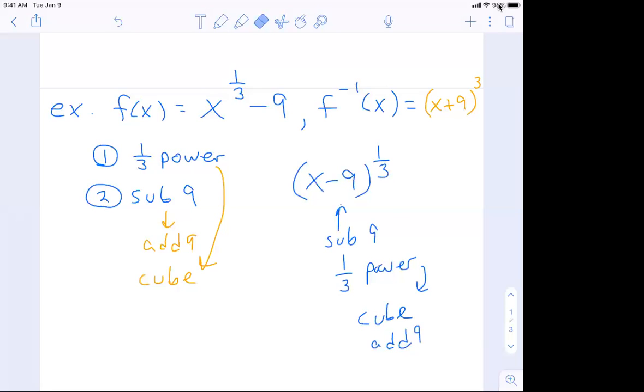Okay, so the inverse would be x cubed plus 9, like that. You would cube it first. Oh, okay, so it would become external. Yep. Yeah, good question, Maria.